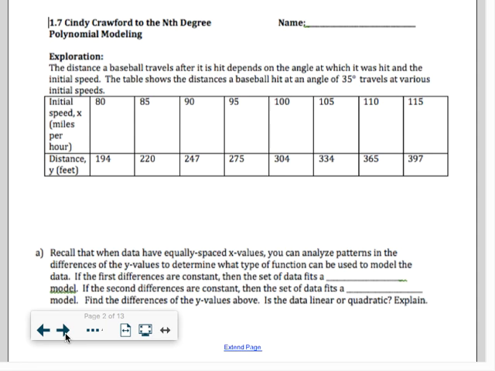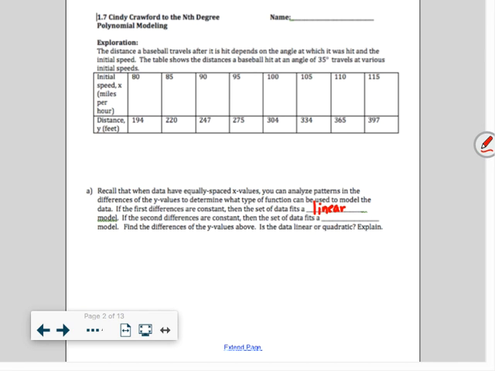So in letter A it says, recall that when data have equally spaced x values, you can analyze patterns in the differences of the y values to determine what type of function can be used to model the data. If the first differences are constant, then the set of data fits a linear model. We did this when we did our arithmetic. If the second differences are constant, then the set of data fits a quadratic model.